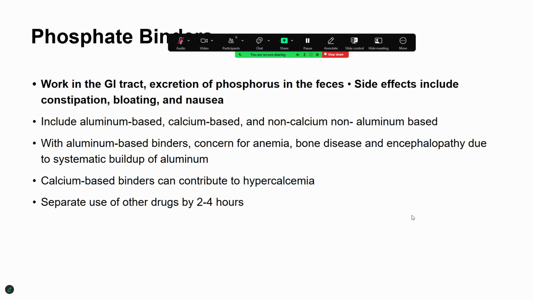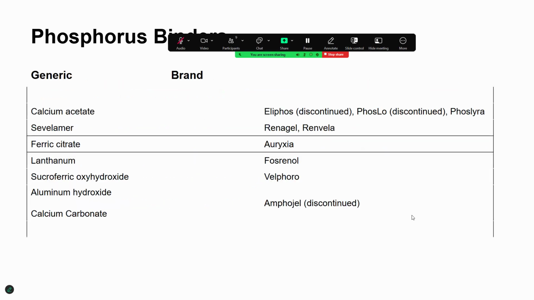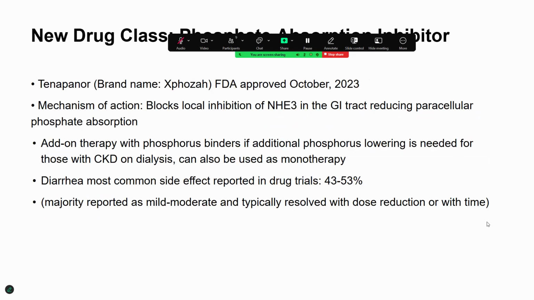Calcium-based binders can contribute to hypercalcemia. And whenever they take their binders, they need to separate their other medicines, as it can bind the therapeutic effects of their other medicines as well. I copied and pasted this list of the generic and the brand phosphorus binders. I just wasn't skilled enough to get rid of this red line or the highlight on the ferric citrate, so just ignore that. But there is a nice little list of the phosphorus binders.